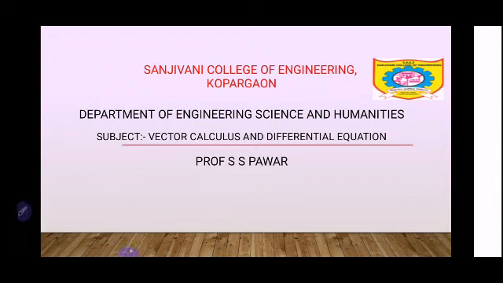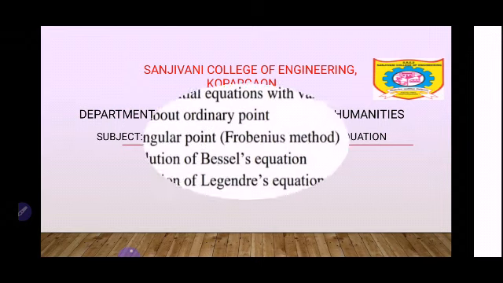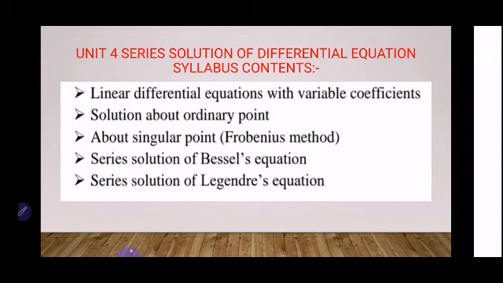Today we are going to start a new unit, that is unit number 4, series solution of differential equation. In the last unit we already learned linear differential equation with constant coefficient. Now in this unit we have to find the solution of linear differential equation with variable coefficient using the power series method. So the syllabus contents are: first, linear differential equation with variable coefficient, then solution about ordinary point, then solution about singular point, that is called the Frobenius method, then series solution of Bessel's equation, and series solution of Legendre's equation. So these are the contents of the syllabus.